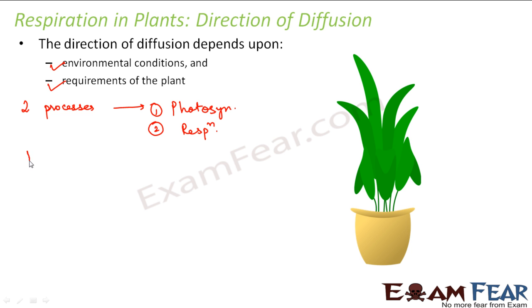So what happens during photosynthesis? If you look at the process of photosynthesis, carbon dioxide combines with water in presence of light and chlorophyll. It forms glucose, that is C6H12O6, plus oxygen plus energy. So this is the equation of photosynthesis.